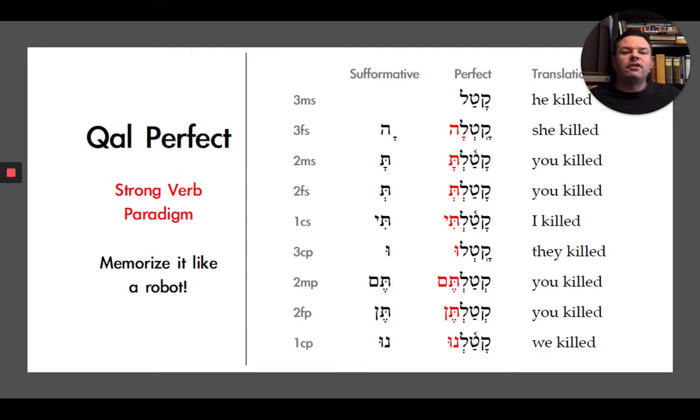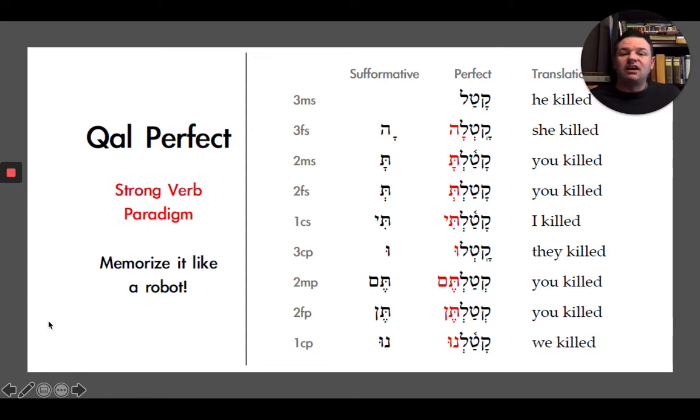So each one of those, you should, I mean, it says here, memorize it like a robot. I had to memorize this to where I could not only recite it, but I could also reproduce it with even all of the little accents and the metheg. That's the little slash right here. If you remember, we talked about the metheg early on in the textbook.